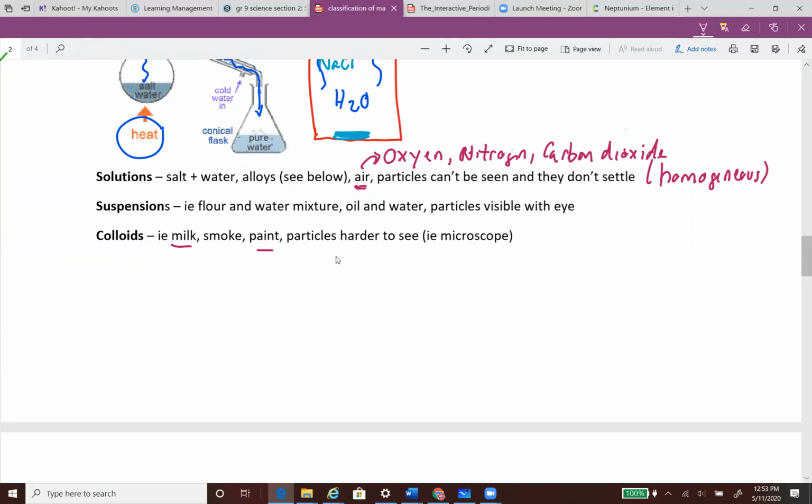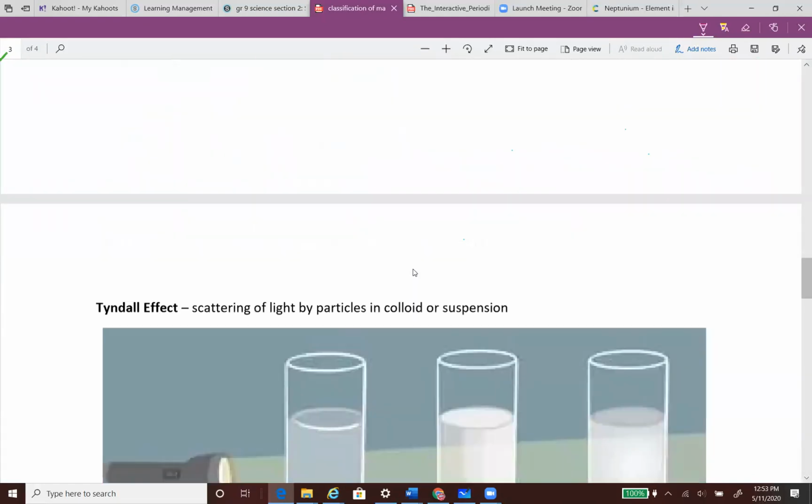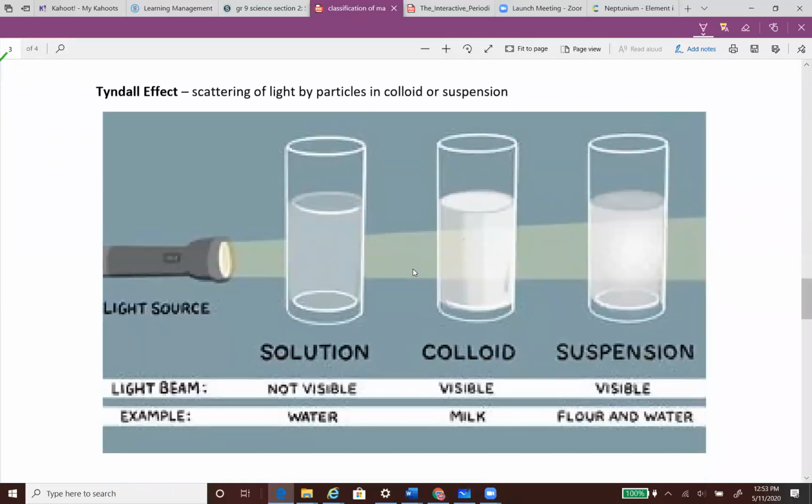But there are two things that we can do with suspensions and colloids that allow us to determine that they are mechanical mixtures and not solutions. The first is something called the Tyndall effect. It sounds like Tyndall, our neighbor, our landlords, but I think it's spelled different. Okay, so one is to put light through it. If we shine light through a solution, nothing happens. The light goes right through.